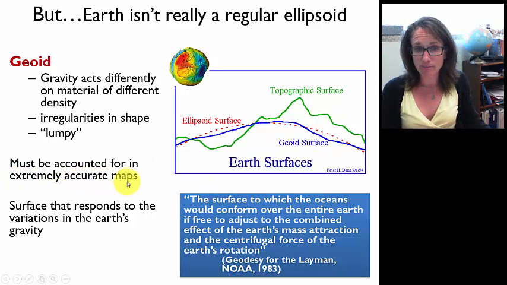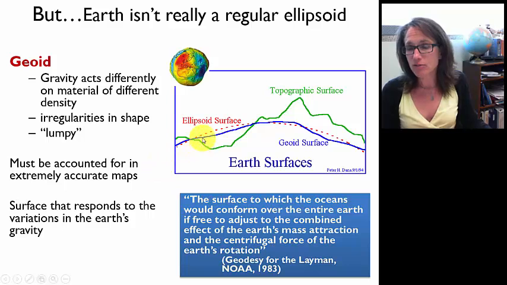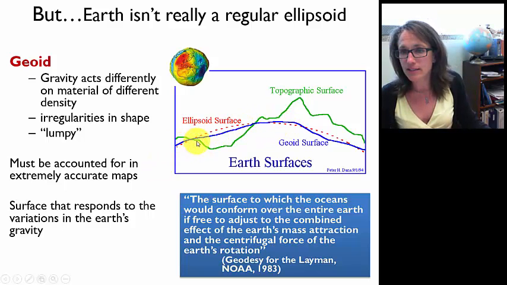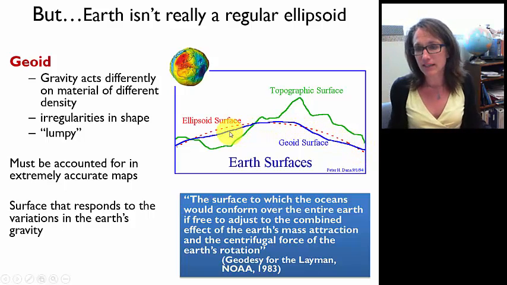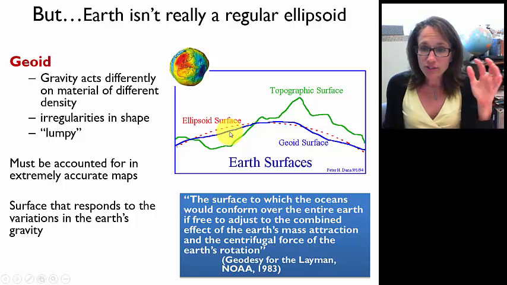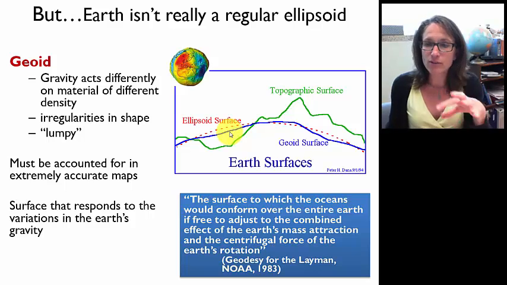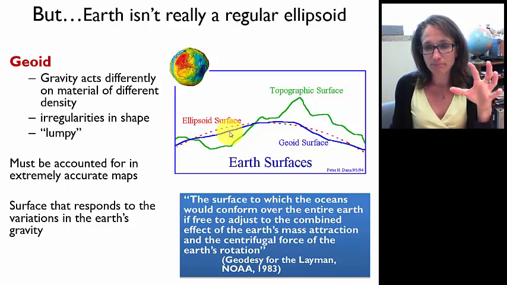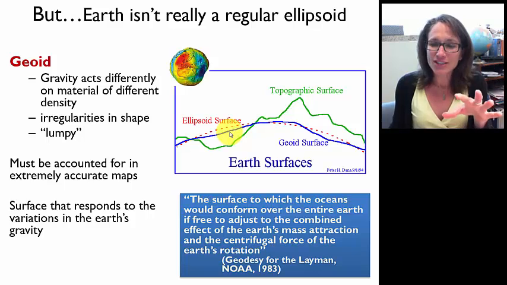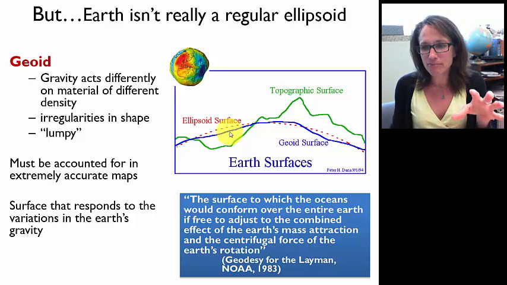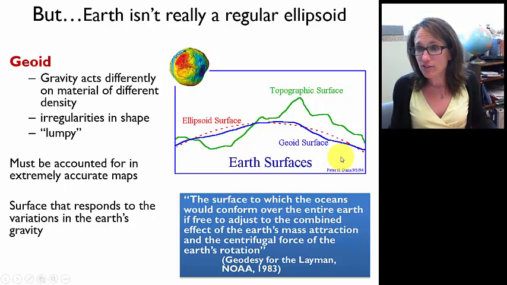which we have to account for if we want to make accurate maps. And so over here we could look at, okay, here's this dashed red line, that's the ellipsoid, and then the blue line is the geoid. And one way to think of it is if the surface of the oceans could conform over the entire Earth, if it were free to adjust to the effect of the Earth's mass attraction and the centrifugal force of the Earth's rotation. The topographic surface does not necessarily correspond to the geoid surface.